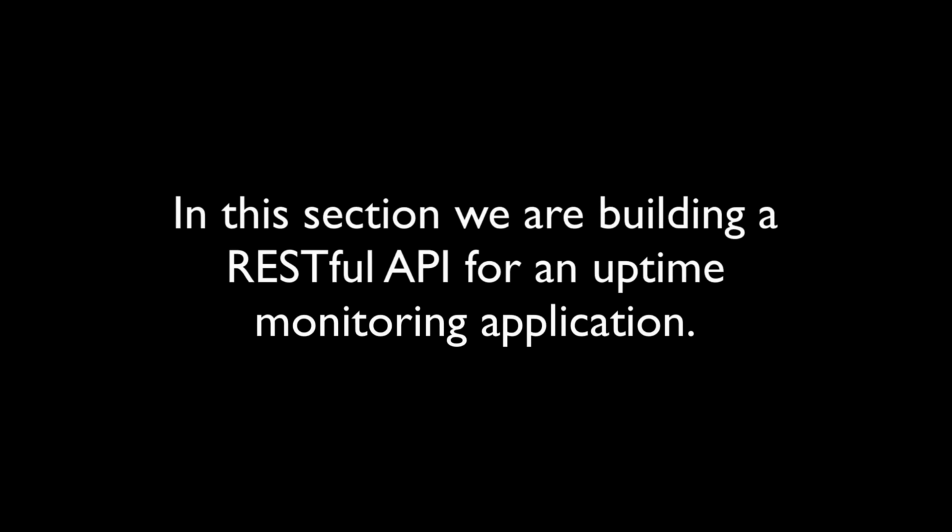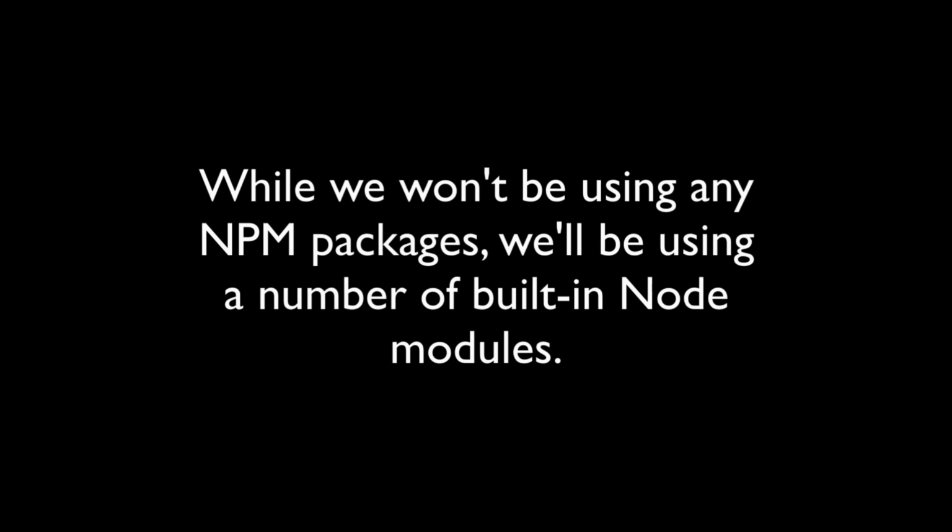Now, to recap, in this section, we're going to be building a RESTful API for an uptime monitoring application using no NPM modules, no dependencies, or anything like that. We will, however, be using a large chunk of the features available in the Node.js library, and I'll point out what each one of these is as we go along. Several sections from now, we're going to go back through this code and add some tests and refactor a little bit to make it better and more robust overall. But for now, we're just going to build a quick and dirty application.